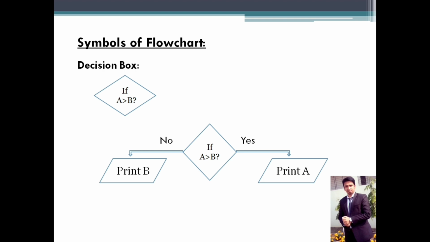Decision box. This diamond shaped box is used to represent the conditional operation for checking or applying any condition in the program. For example, you can see if A is greater than B, then yes, print A. If no, then print B. This is the working procedure of the decision box. You can use this decision box if you have any condition in your program.